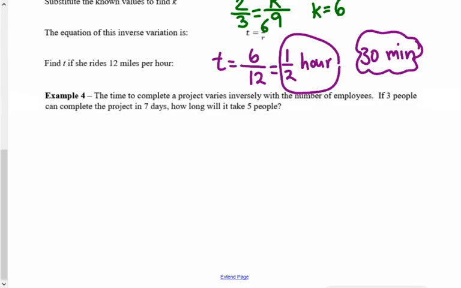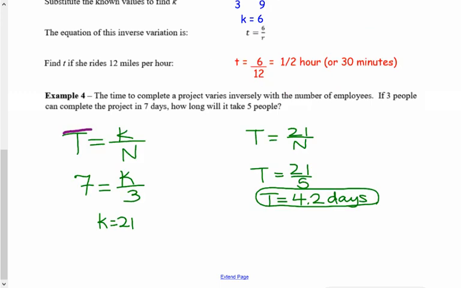In example 4, the time to complete the project varies inversely with the number of employees. If 3 people can complete the project in 7 days, how long will it take 5 people? This is an inverse variation. The more people who help, the less time it should take. So that's how we can tell that this is inverse. Go ahead and pause the video while you try this one.